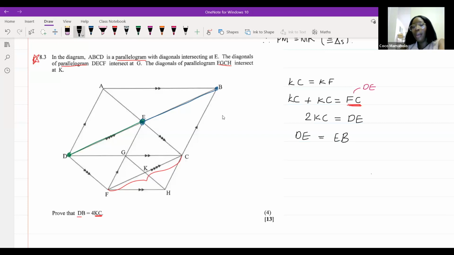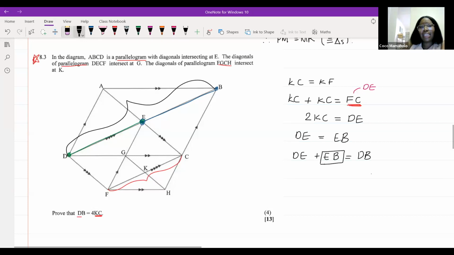Right. But what happens if I add them together, Jessica? If I say DE plus EB, I'm going to get what? You're going to get DB, ma'am. Good. I'm going to get that whole thing, DB. Good. But I also know, what can I replace EB with? With DE, ma'am. Good, with DE. So I'm going to go ahead and replace EB with DE.